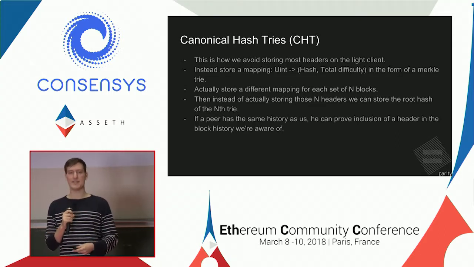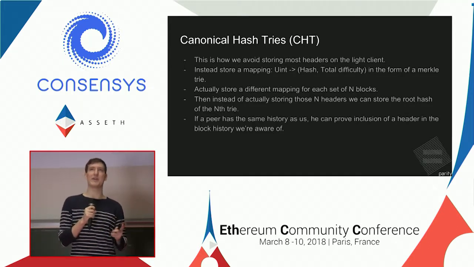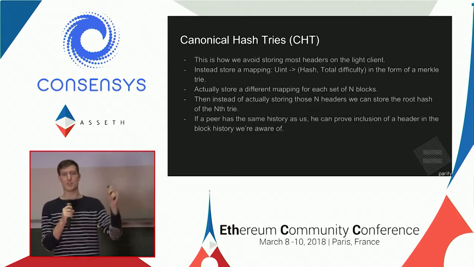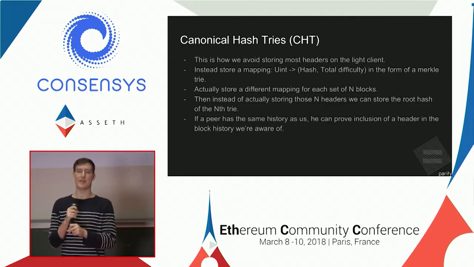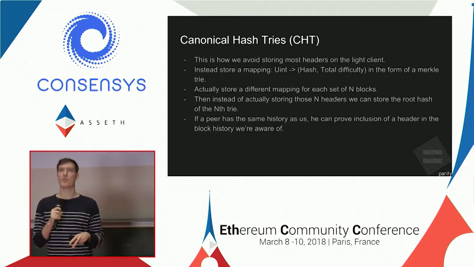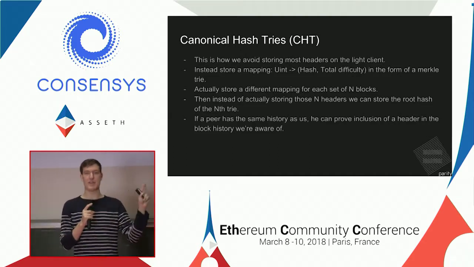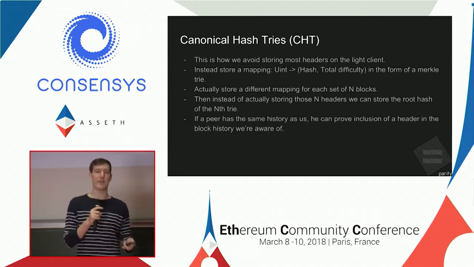So we have an idea that we can instead store a mapping from block number to the hash of that header and the total difficulty of that header in the form of a Merkle tree. But we actually split this mapping up into several different pieces, and once every n headers, like n is 2048 or 4096.